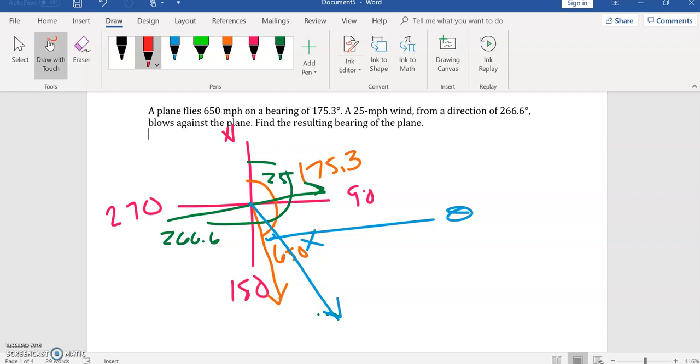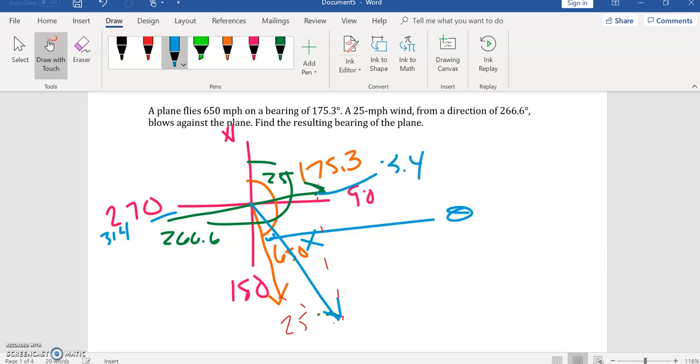What do I know? Well, I'm going to draw in my parallelogram right here. So this is 25, this is 25. So I've got my two sides. I need to figure out what that angle is, and I'm going to work my way there. The difference here between 270 and 266.6 is 3.4. That also means this is 3.4.